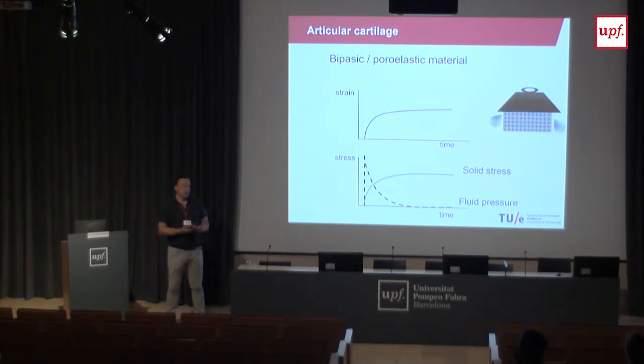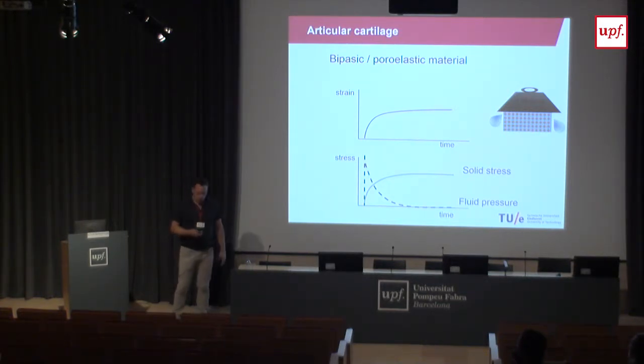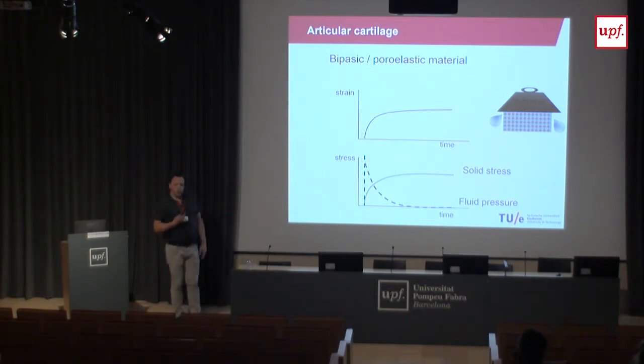So this is how, until a couple of decades ago, we thought about cartilage. There's water, there's a solid. When you compress it, fluid goes out, solid stress is increased, and the solid will now take up all the load. Now, I will show you that this concept is basically wrong. But this is how many people still think about cartilage. And this is what we would call biphasic or poroelastic cartilage.